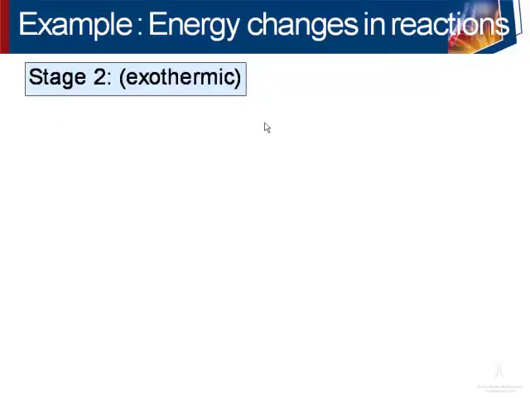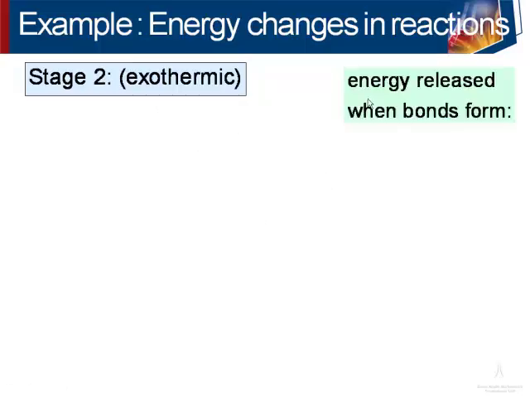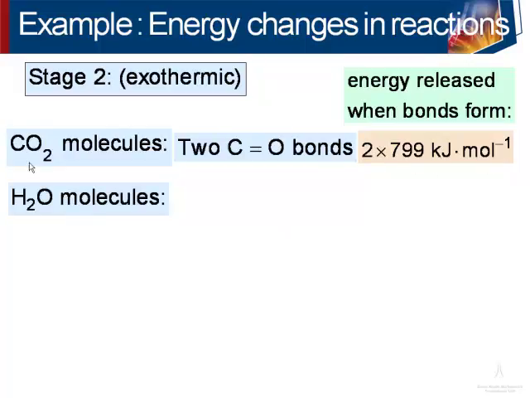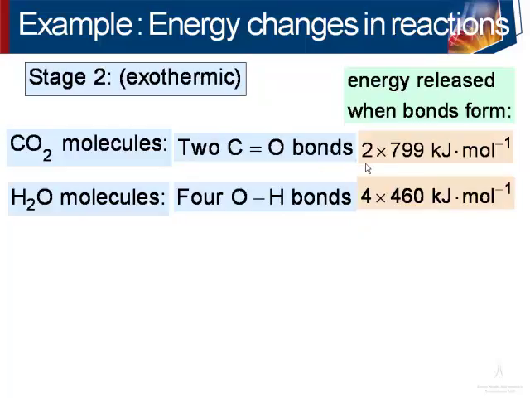Stage 2, the exothermic stage, energy released stage. Well, if we look at the amount of energy released when new bonds are forming, where we look at the carbon dioxide molecule, where we form 2 CO bonds, and so the amount of energy released is 799 kilojoules per mole times 2. And if we look at the water molecule, here we have 4 oxygen-hydrogen bonds, and the amount of energy released is 4 times 460 kilojoules per mole.